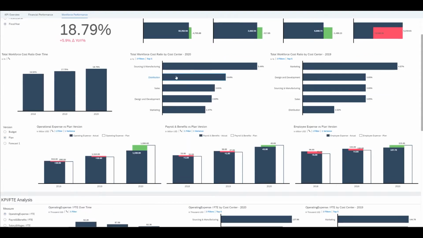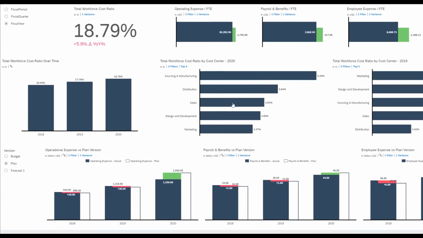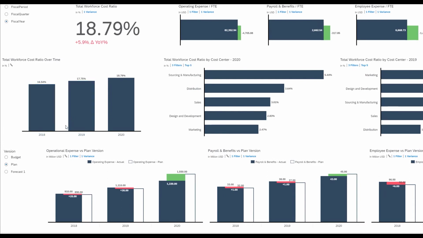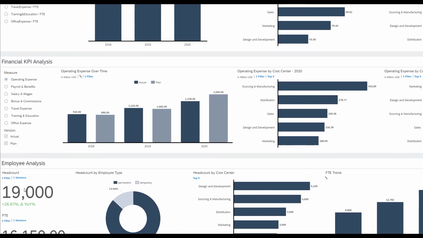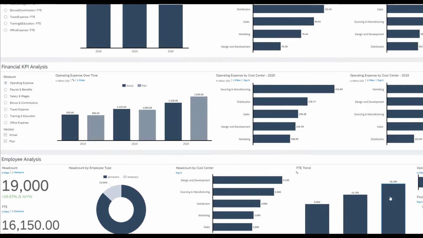In this page, we also see a breakdown of the KPIs by cost centers and supporting HR measures, which contribute to the analysis. Megan sees that workforce cost ratio has constantly increased the past 3 years. The overall operating expense per FTE is less compared to last year, even though the number of employees has increased.